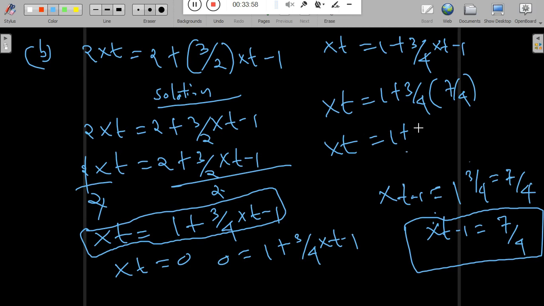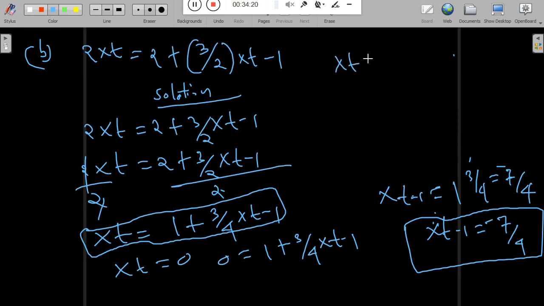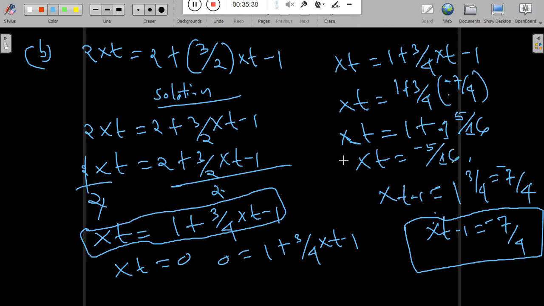So this will give us, when you multiply, 5 over 16. When you solve for xt, it will be equal to 1 plus 3 over 4 xt minus 1, that is 1 plus 3 over 4 times negative 7 over 4. So xt will be equal to 1 plus, that is 1 times 5, 5 over 16. So xt will be equal to 1 plus negative 1 plus 5 over 16. This will be equal to negative 5 over 16.